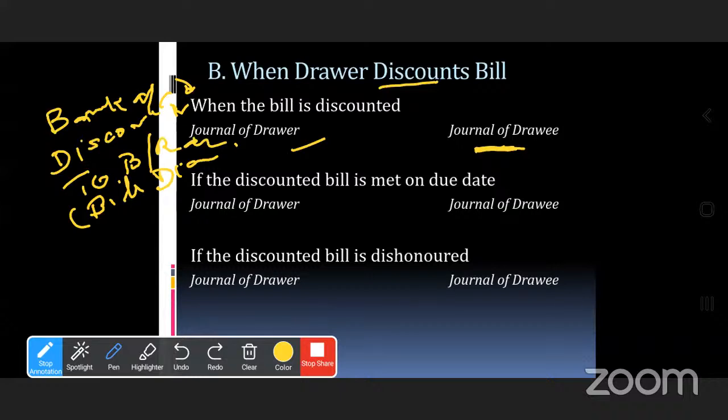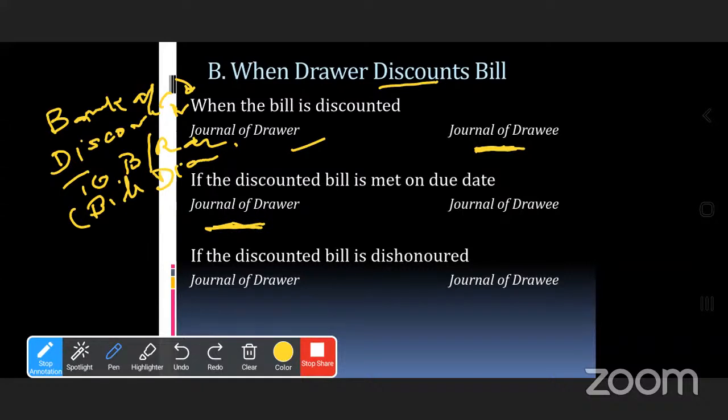And coming to the other option, that is if the discounted bill is met on the due date. As the drawer has already received the amount of the bill by way of discounting, the drawee will therefore pay the amount of the bill to the bank. Understood? Here the drawer has already received the bill amount by discounting with the bank. And now the drawee will therefore have to pay the amount to the bank. Therefore, no entry will be made in the books of the drawer.